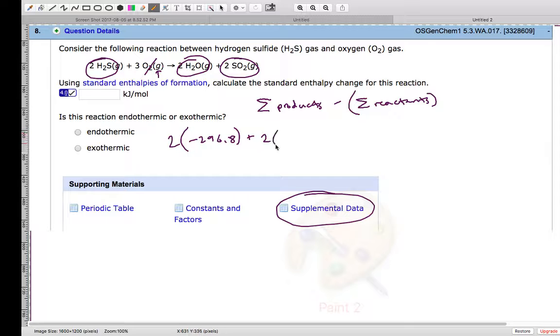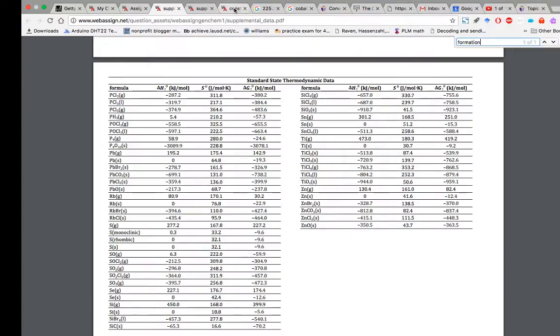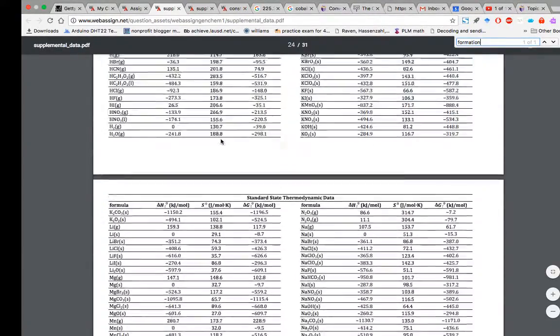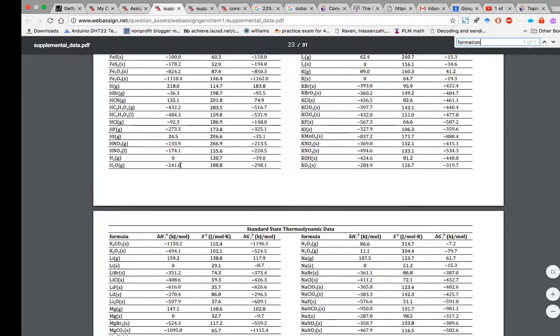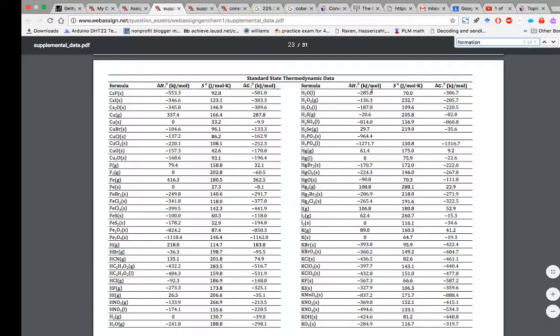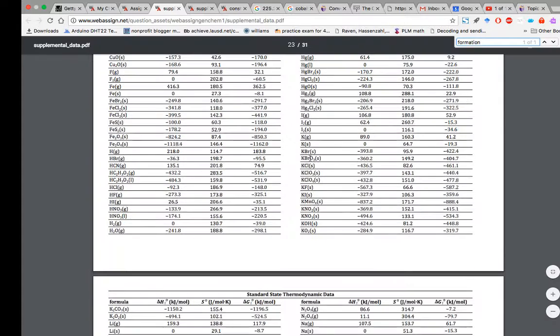Now it's important that you look for water gas, not water liquid. Let me show you what I mean by that. Enthalpy of formation of water gas is negative 241.8. Water liquid is negative 285.8. It's a very different thing here, folks. So negative 241.8.